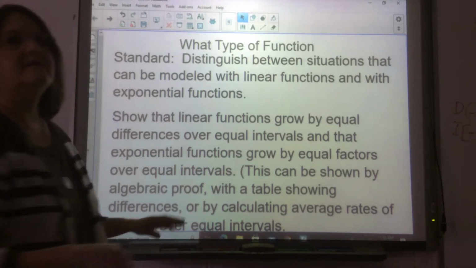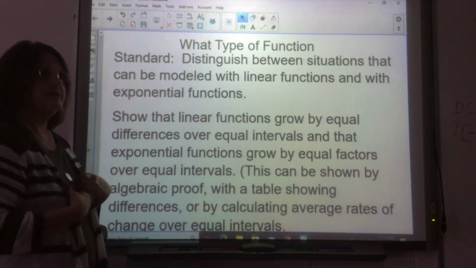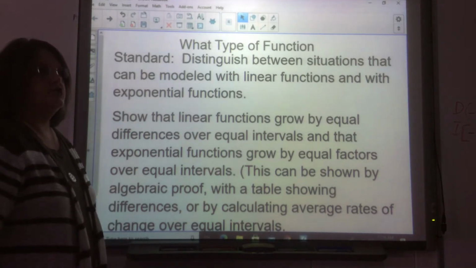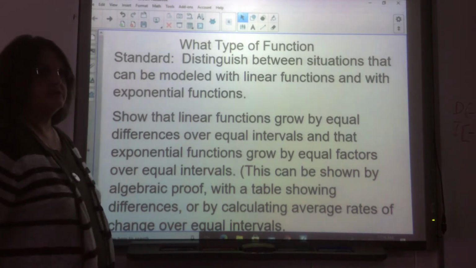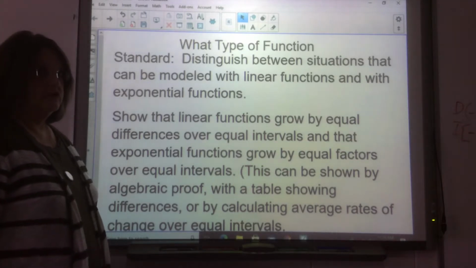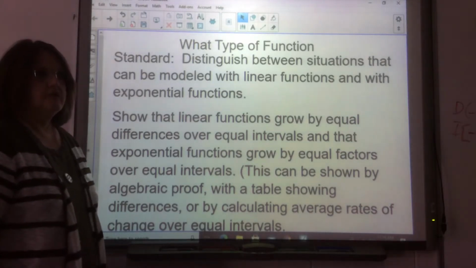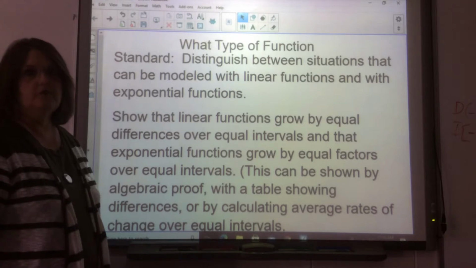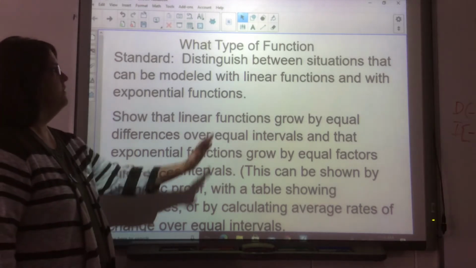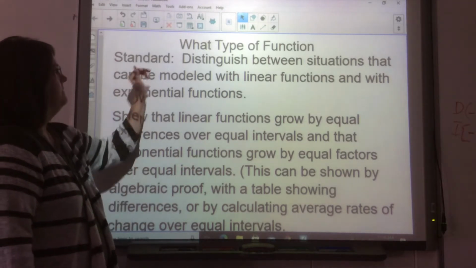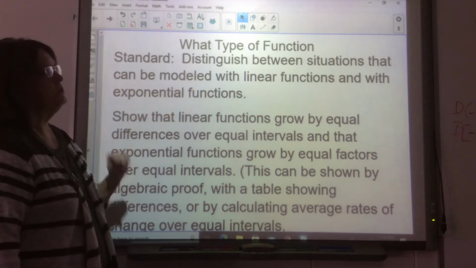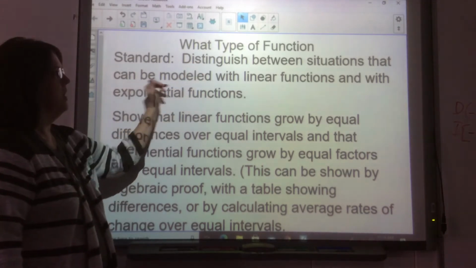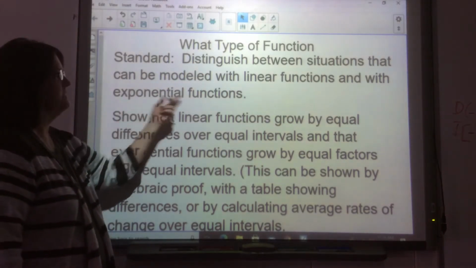Okay, all that today's video is going to do is teach you how to tell the difference between a linear function, a quadratic function, and an exponential function. That's all that we're going to be doing today. This standard says distinguish between situations that can be modeled with linear functions and with exponential functions.